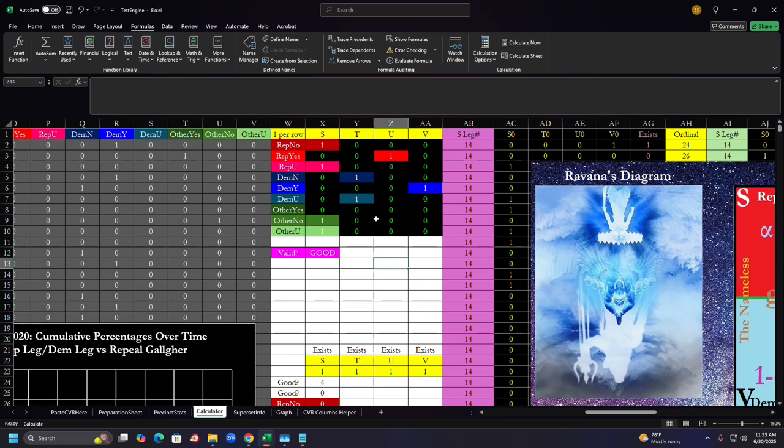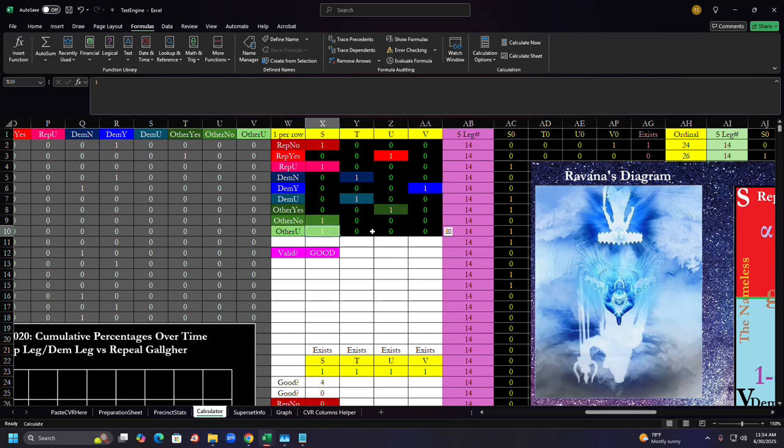And for Republican yes, we could add other yes. And now I've exhausted every possible combination. Every row is now occupied. So I'm mapping all 9 sets to these quadrants.